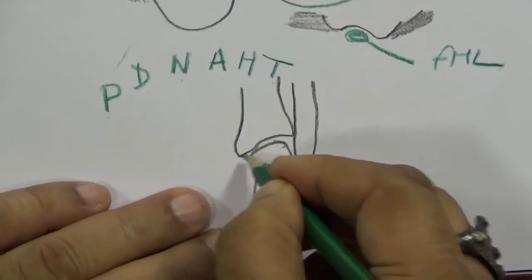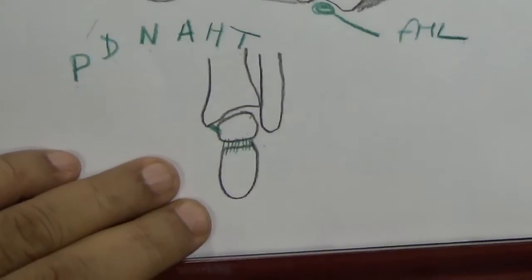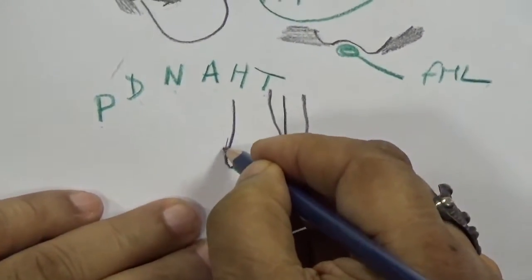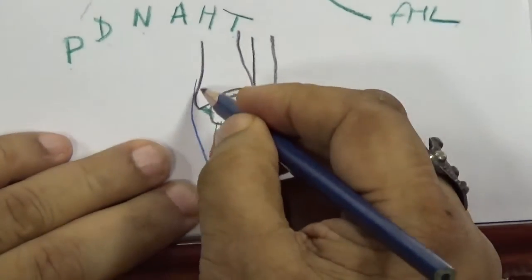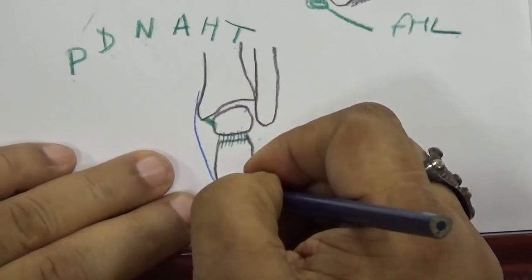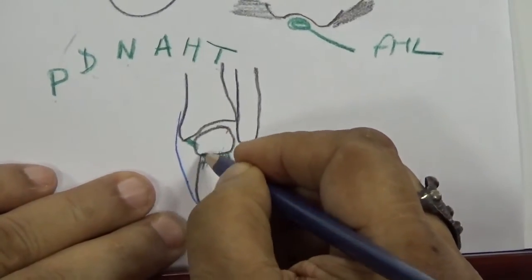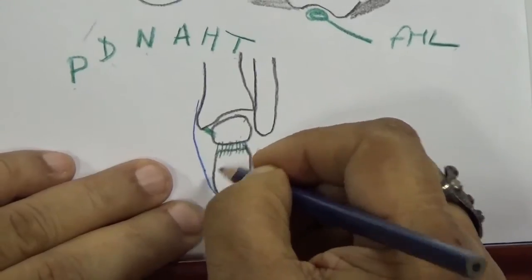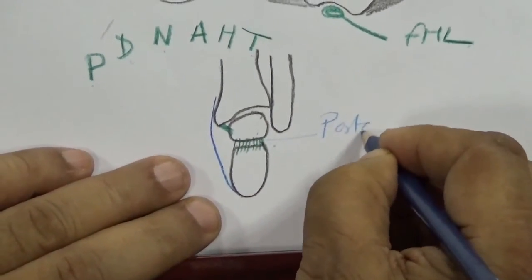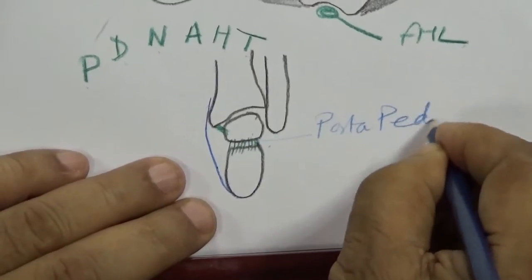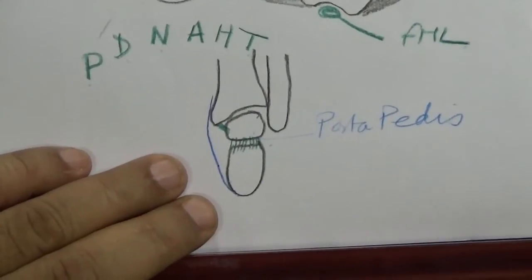Here you have the deltoid ligament, and here you have a retinaculum. The part of deep fascia passes from the medial malleolus to the calcaneum. So the space between this is called the porta pedis, or gateway to the foot.